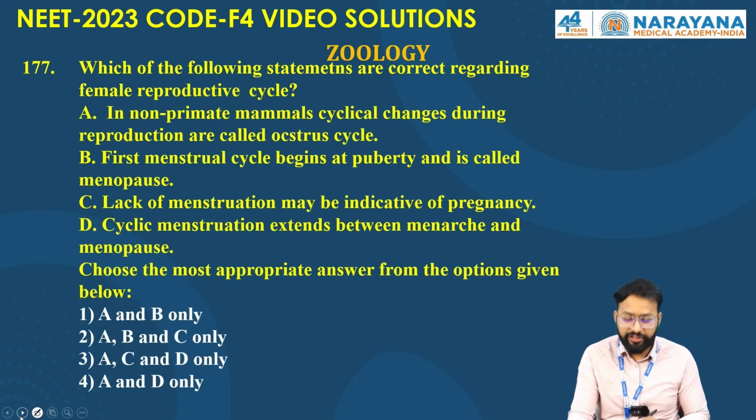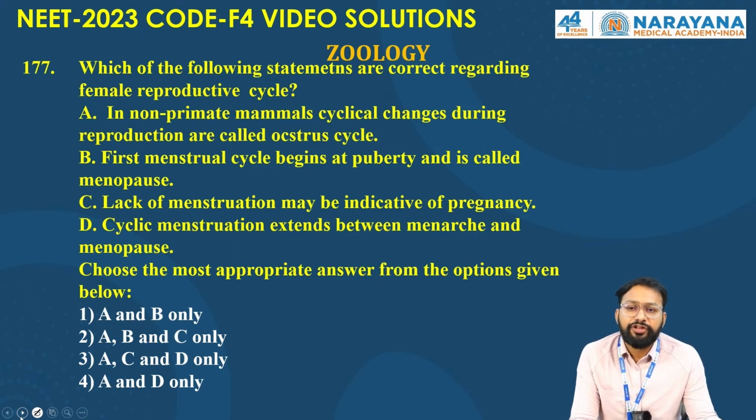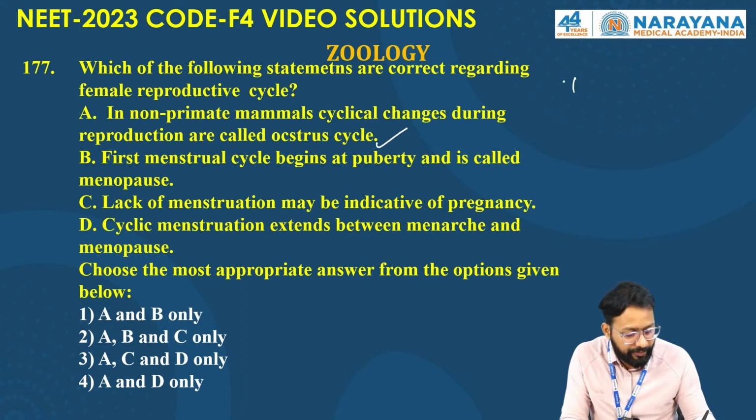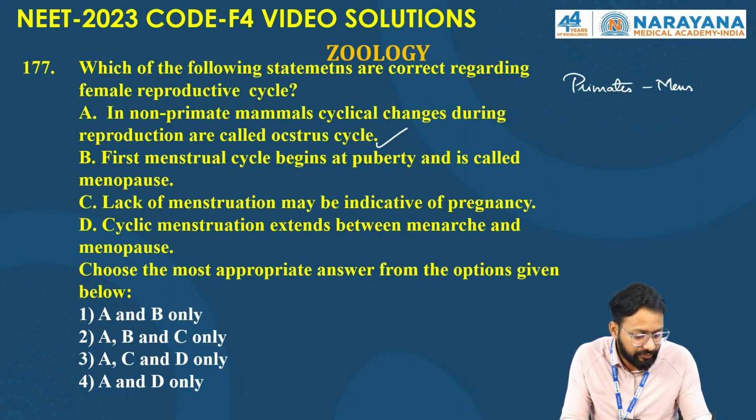Moving to the next question. Multiple statement type. Which of the following statements are correct regarding the female reproductive cycle? In non-primate female mammals, the cyclical changes that occur are called the estrous cycle, which is correct. In primates, the menstrual cycle.